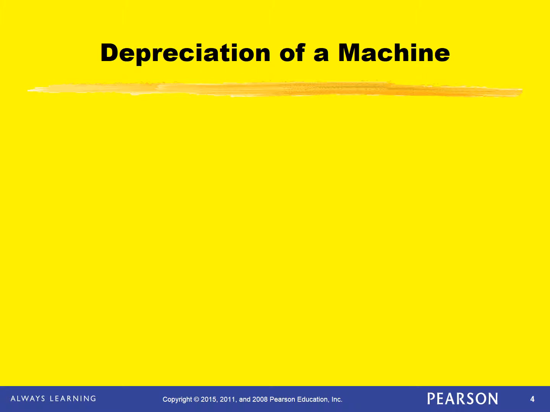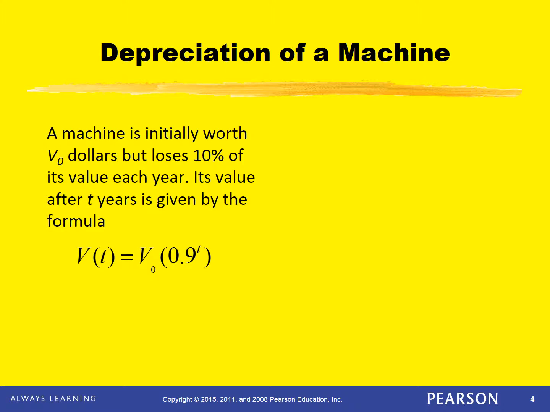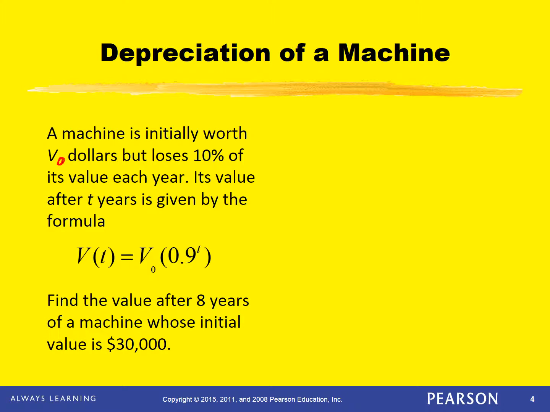Here's exponential decay. Depreciation of a machine, how it has less and less value as it's used over the years. A machine is initially worth V naught dollars, V sub 0. In other words, that's the value at time 0. But it loses 10% of its value each year. Its value after t years is given by the formula V of t equals V naught times 0.9 to the t power. Find the value after 8 years of a machine whose initial value is $30,000. So after 8 years, what is that machine worth?